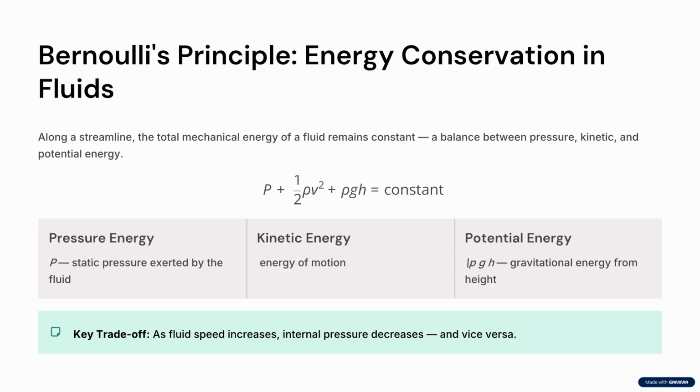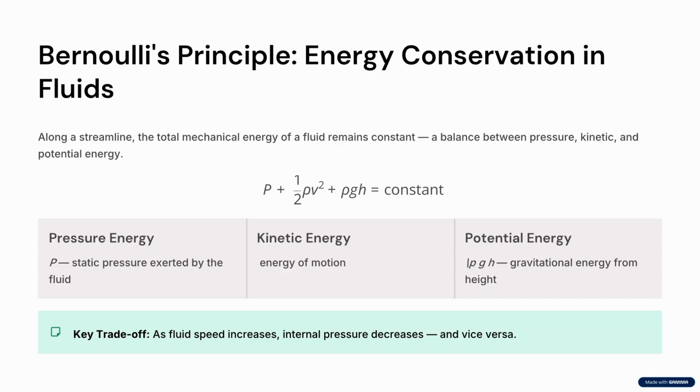If the total energy is fixed, we can think of it like a financial budget. Okay, let's hear the budget analogy. Let's say a certain volume of fluid has a fixed energy budget of exactly $100. Right. It has to spend that money on either moving forward down the pipe, which is kinetic energy, or pushing outward against the walls of the vessel, which is pressure.